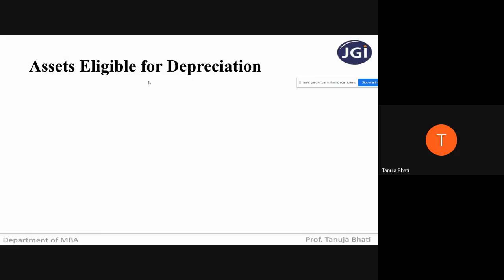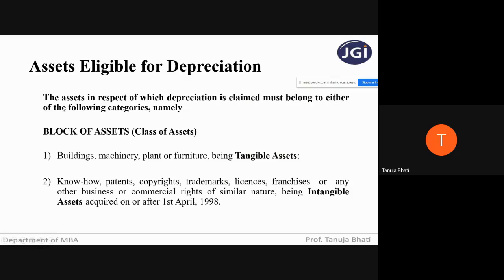Now, depreciation in case of profits and gains from business or profession will be charged based on the block of assets. When I say block of assets, it means it will be categorized, and based on the category you have to charge depreciation. So students, the assets in respect of which depreciation is claimed must belong to either of the following categories. As I told you, block of assets means category of assets or class of assets.